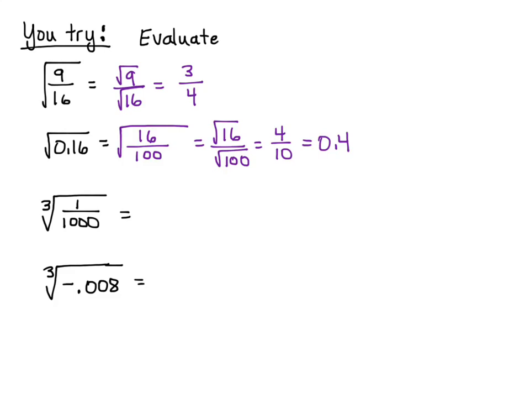All right, given that, what about the next one? The cube root of 1 over 1,000, what would that be? Yes? 1/10. Okay, so you take the cube root of 1, which is 1, so you don't even have to bother writing that, and the cube root of 1,000, which is 10. And so we have 1/10.